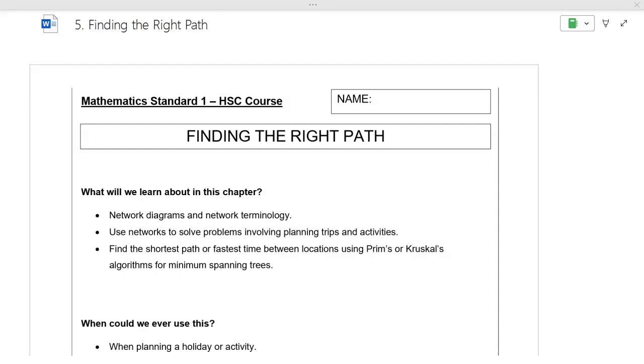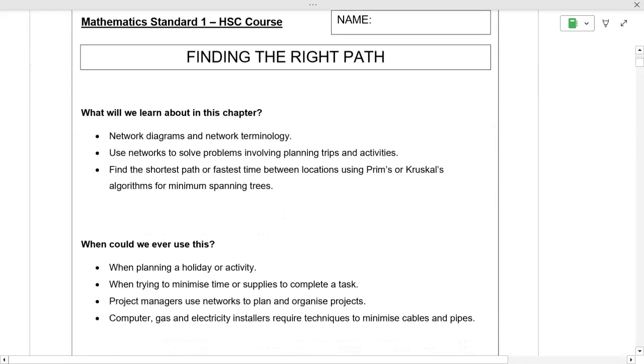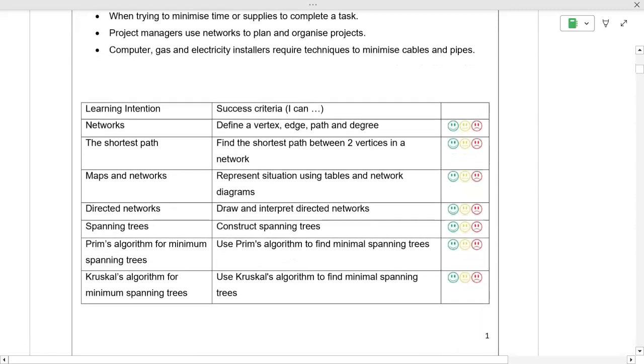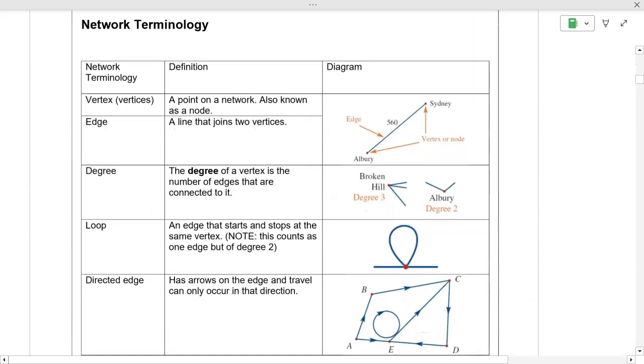So this topic is networks, and we've called it finding the right path. So what we're looking at are network diagrams and terminology, being able to solve them and find the shortest time to get to a destination. So there's a lot of terminology that we need to know and that's new for us.